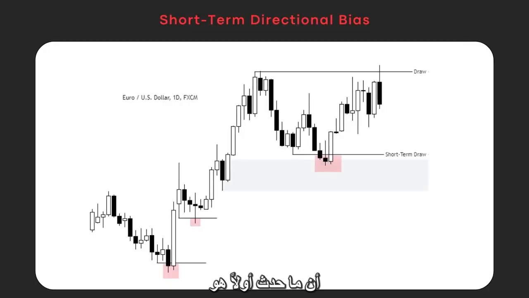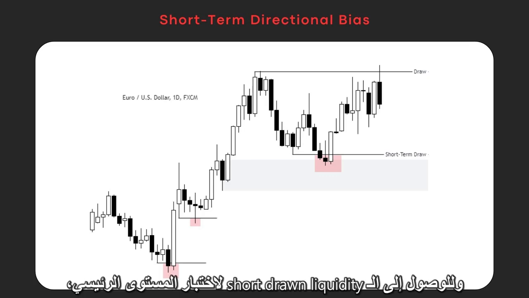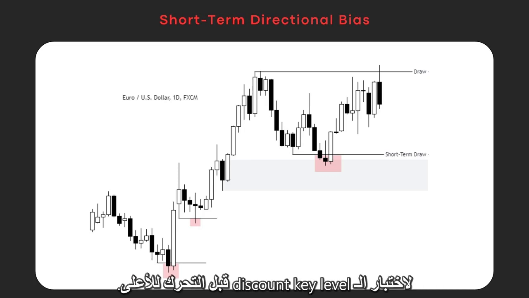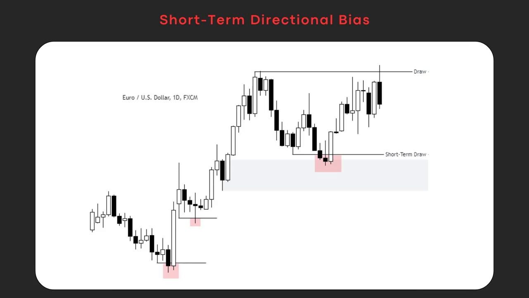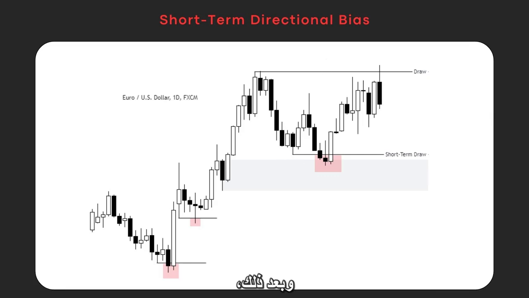Here you can see that what happened first is that price came down to purge below the low to end the retracement profile there, right? And to reach the short-term drawn liquidity, to test the discount key level before moving higher. That is what price did there. It did not start moving higher immediately, but instead it ended the retracement profile after rejecting below the low and testing the discount key level, and then after that it started its journey higher.